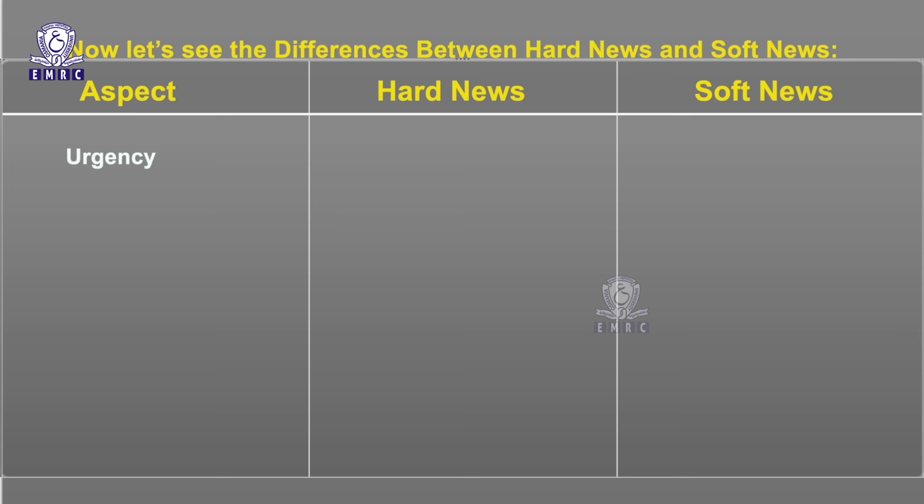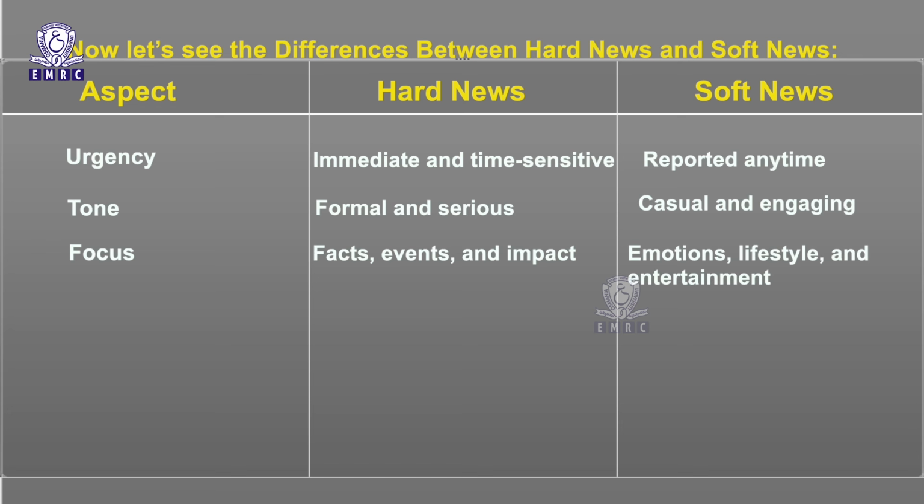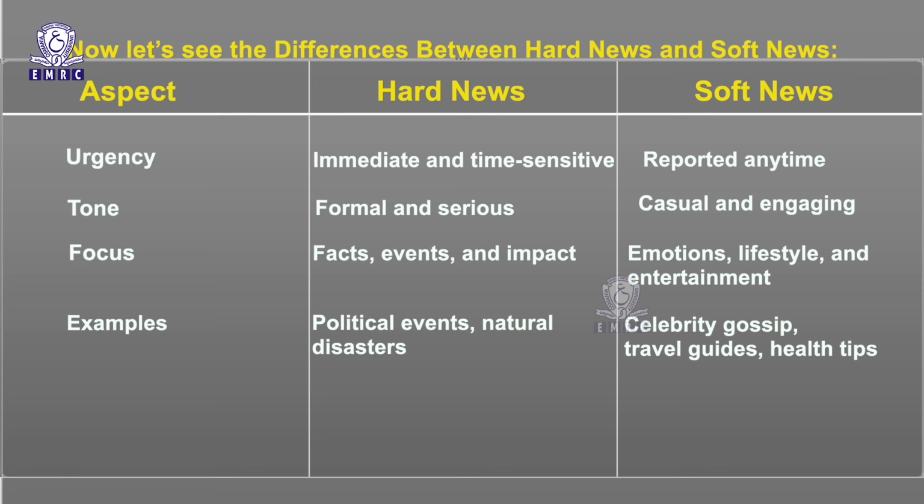Now, let us see the differences between hard news and soft news. With reference to urgency, hard news is immediate and time sensitive, whereas soft news can be reported anytime. If we look at the tone, hard news is formal and serious, whereas soft news is casual and engaging. Focus point: hard news covers factual events and impacts, whereas soft news is emotional, lifestyle and entertainment. Best examples for hard news are political events and natural disasters, whereas soft news is celebrity and gossip, travel, guides, health tips and so on. The purpose of hard news is to inform and educate people, whereas soft news is to entertain and inspire.